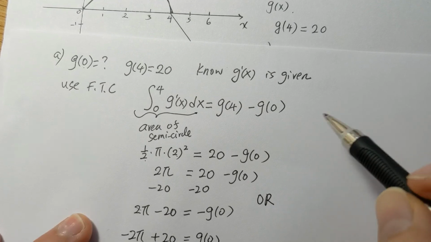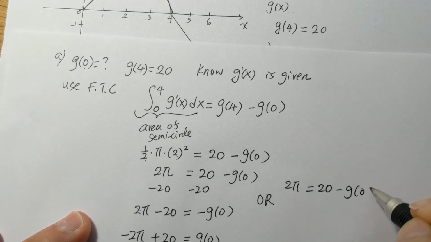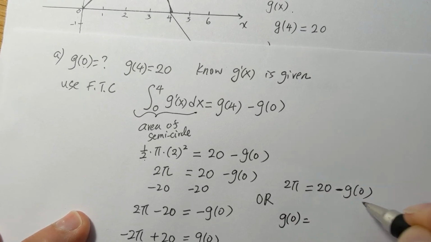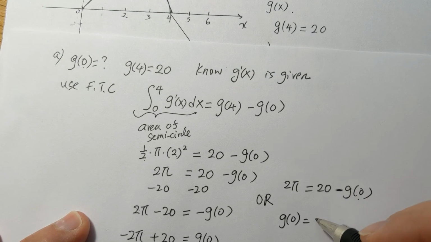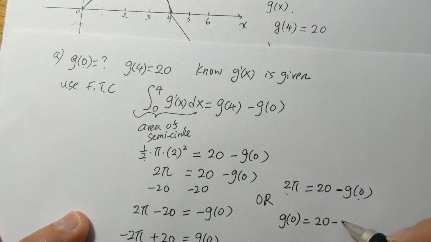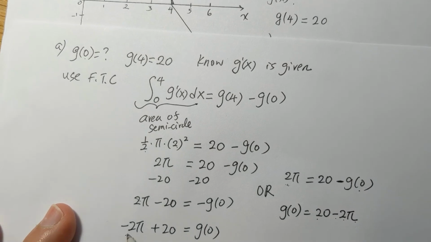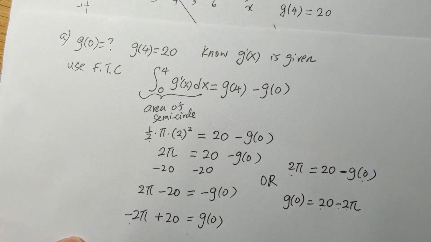Some people may want to skip some steps. Over here we got 2 pi equals 20 minus g of 0. We're going to move the g of 0 to the left side. There was a minus over here. When you move over, it becomes positive g of 0. When you move from one side to the other side, it takes the opposite sign. Now we keep the 20, and you have a 2 pi on the left side. You move it to the other side, it takes the opposite sign. So we got 20 minus 2 pi, same as what we got before, minus 2 pi plus 20. So we finished 3a.